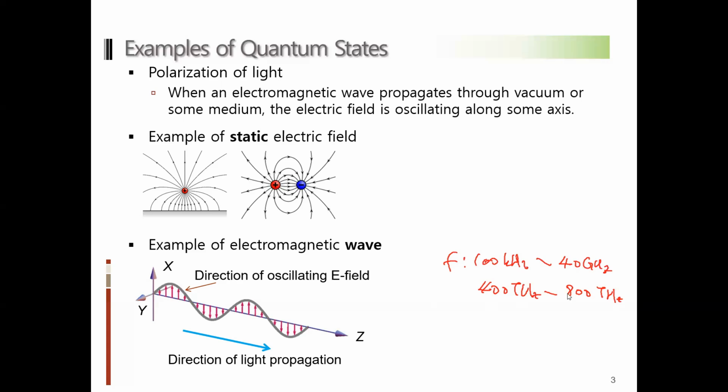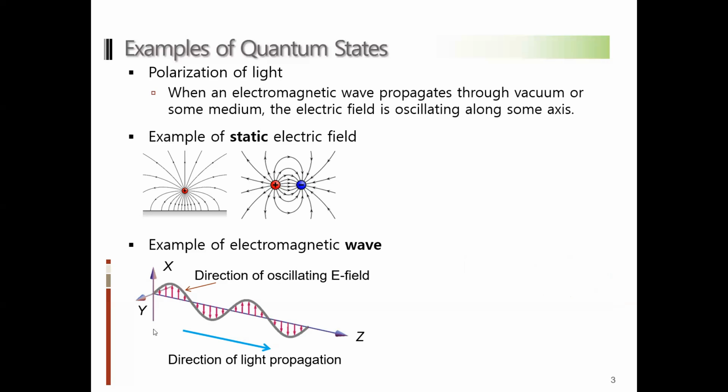So except for this big frequency difference, between the electromagnetic wave you are using for your wireless communication and the light, there is no difference. So I can explain the polarization either in terms of the electromagnetic wave propagation or the light. But actually, to explain the polarization, the electromagnetic wave is easier to explain. So let me use the example of this electromagnetic wave.